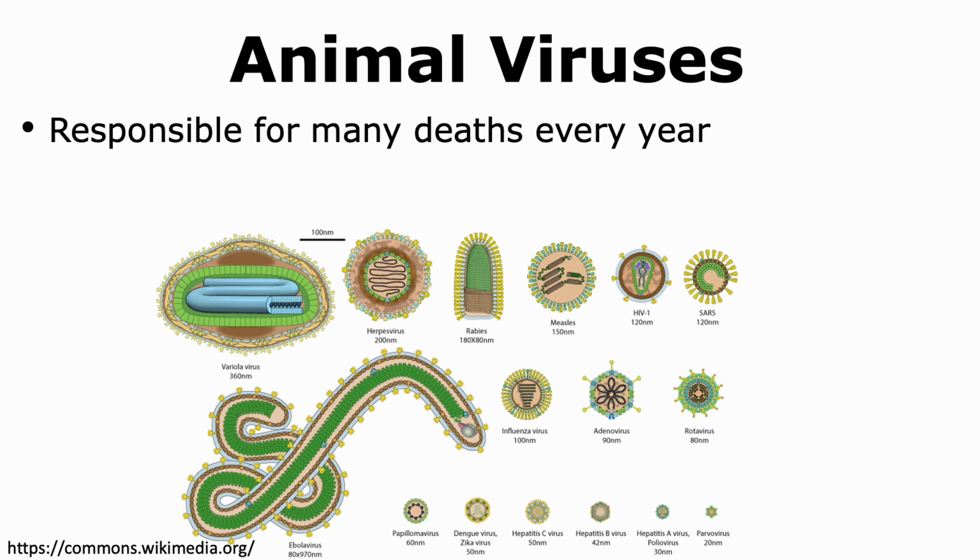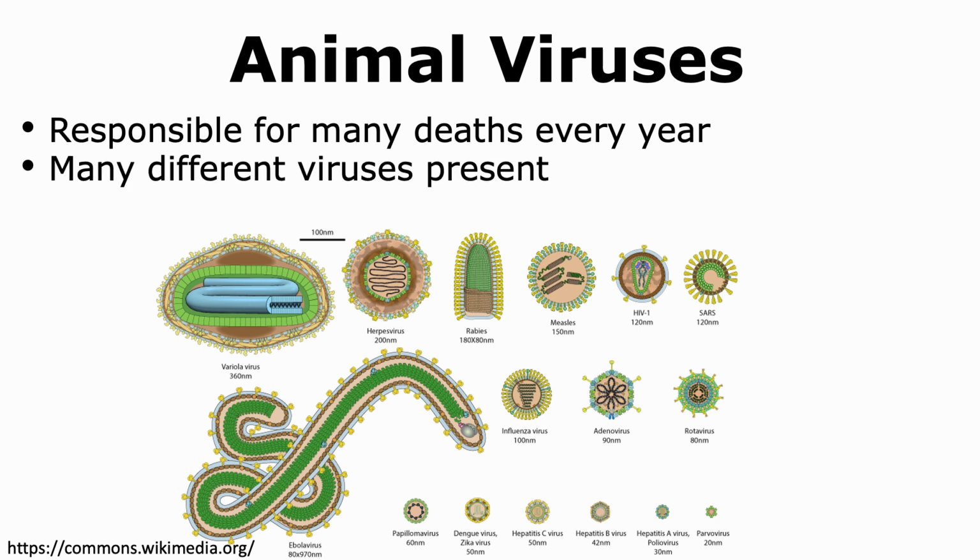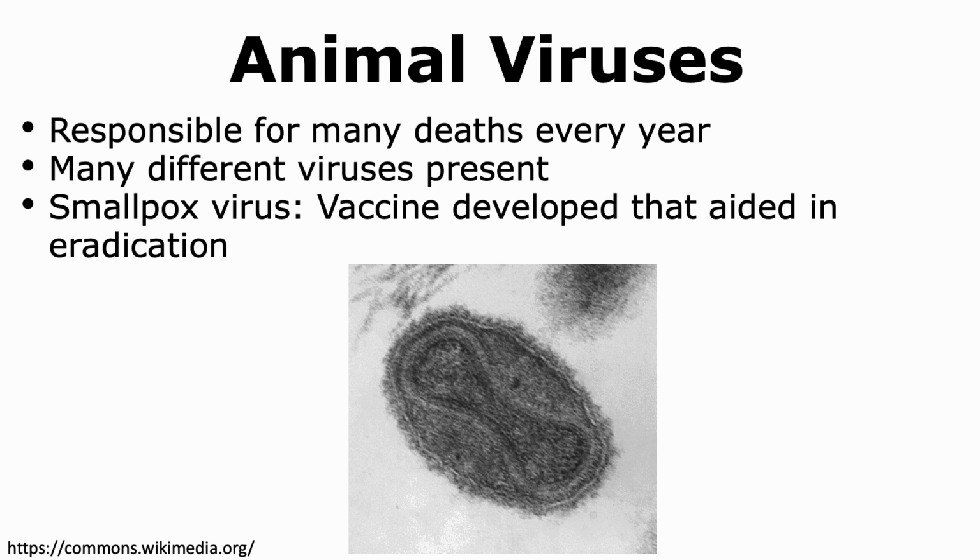Viruses that infect animals are responsible for many deaths every year. There are many different viruses present that can infect humans, and let us have a look at some of them. Smallpox is a disease that is very deadly that was caused by the smallpox virus. A vaccine was developed, and that vaccine helped in eradicating smallpox. This is the only instance where a vaccine has helped us eradicate a disease.